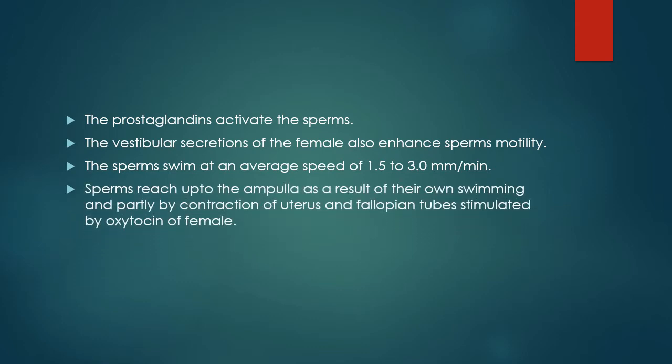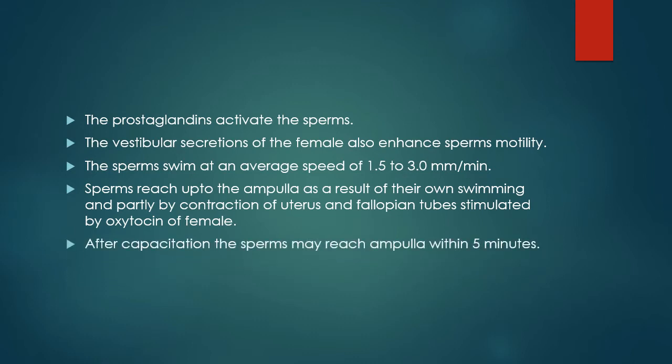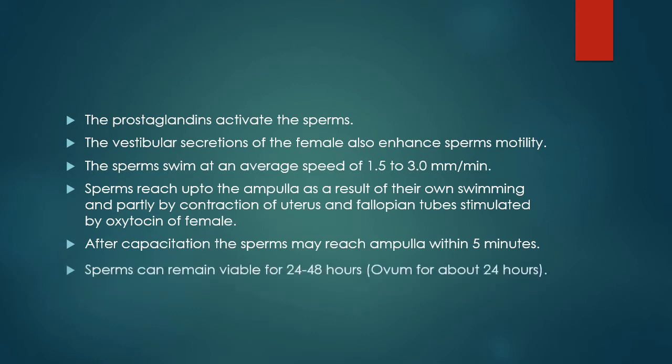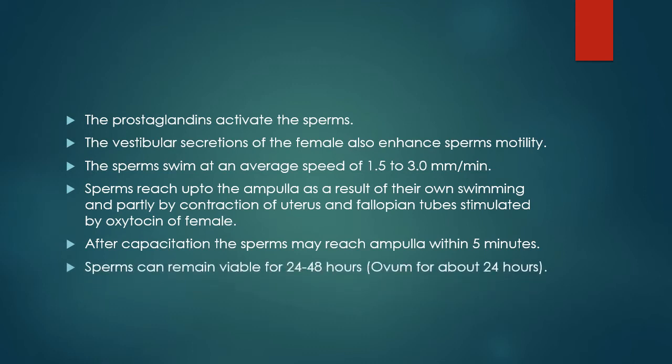Sperms reach up to the ampulla as a result of their own swimming and partially by contraction of uterus and fallopian tubes, stimulated by oxytocin of female. After capacitation, the sperms may reach the ampulla within 5 minutes. Sperms can remain viable for 24 to 48 hours, ovum for about 24 hours.